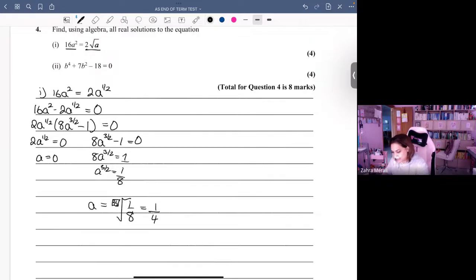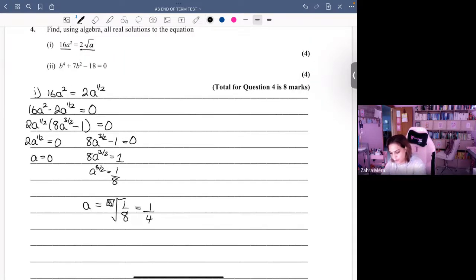Now, if you did all of this, you got 3 marks. If you didn't do the a equals 0, so if you've gone directly and divided both sides by 2 and then divided the a squared or whatever onto the other side, that's also okay. And if you lost that mark, not the end of the world. Okay, part 2.